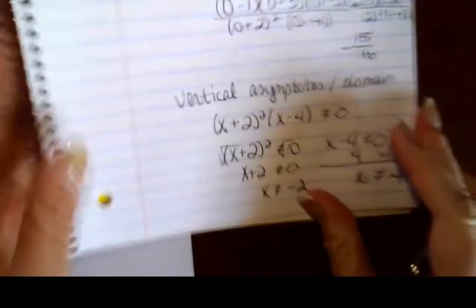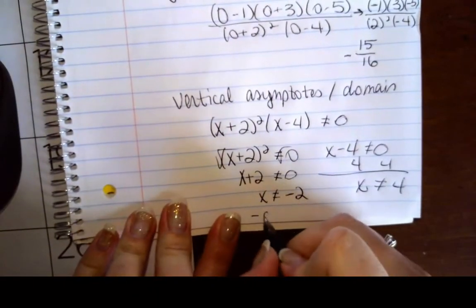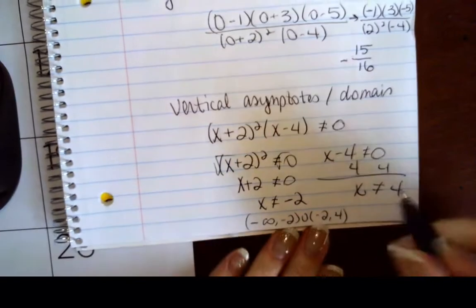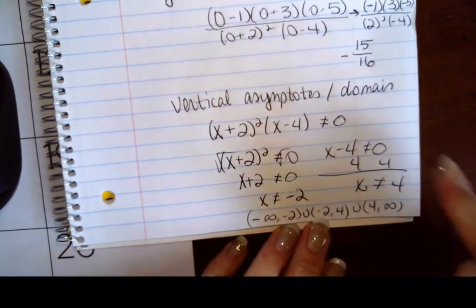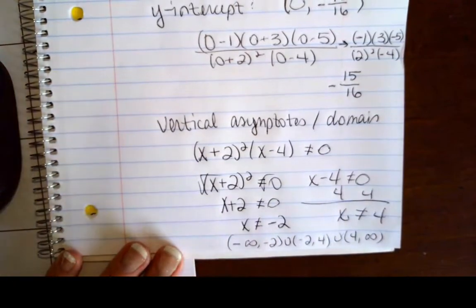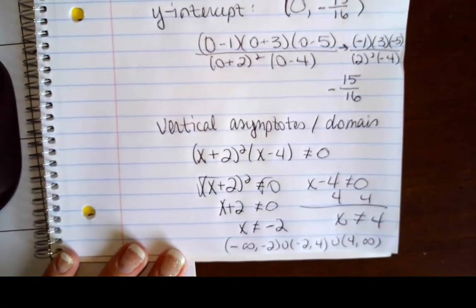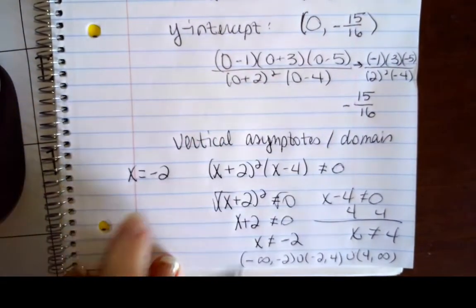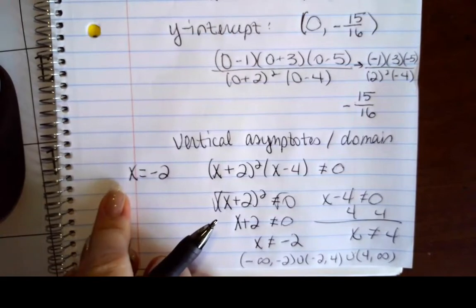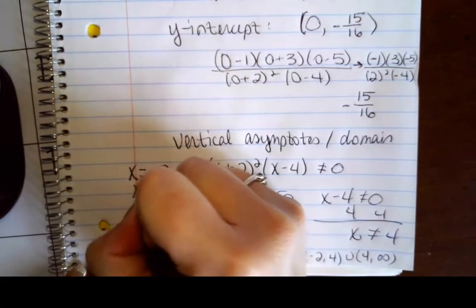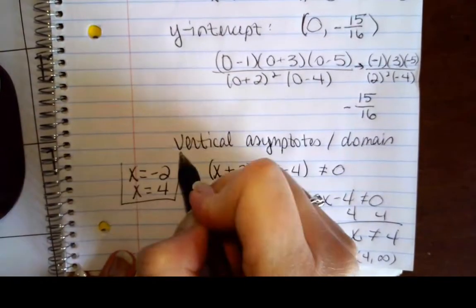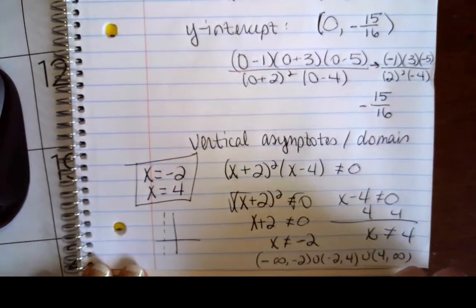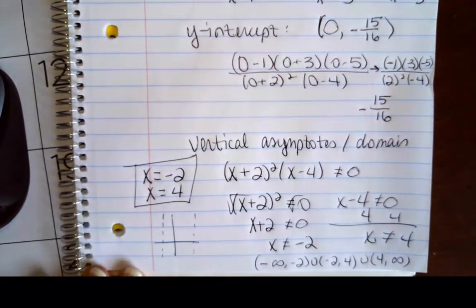So your domain is going to be all the way from -infinity to -2, then everything between -2 and 4, then everything from 4 on. So your domain is everything but -2 and 4. So what's at -2 and 4? You've got vertical asymptotes at x equals -2. You must give me the equation of a line. Okay, and you've got a vertical asymptote at x equals 4. So these are your vertical asymptotes. If you were to graph that, you would have a vertical asymptote at -2 and a vertical asymptote at 4.